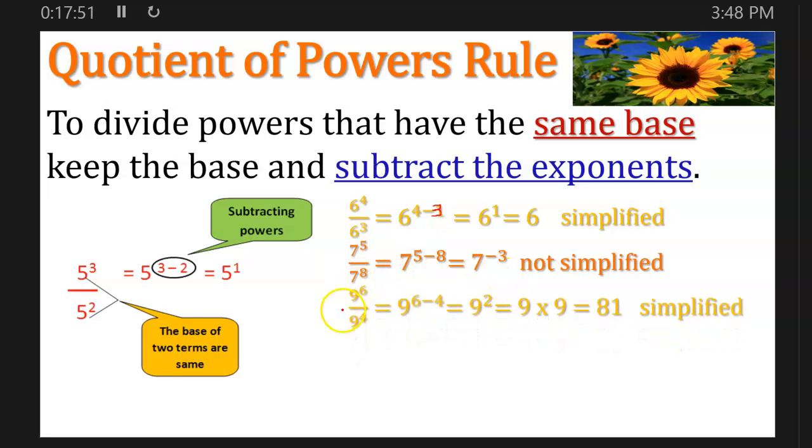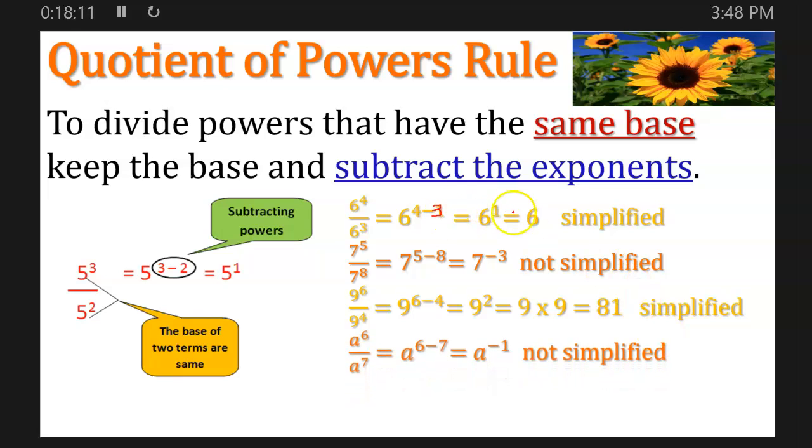And then we have 9 to the 6th power divided by 9 to the 4, which is, again, keeping the base, subtracting the exponents. 6 minus 4, go from top to bottom when you do that subtraction. And that gives us 9 squared. And if we expand that out, it's 9 times 9, or 81.